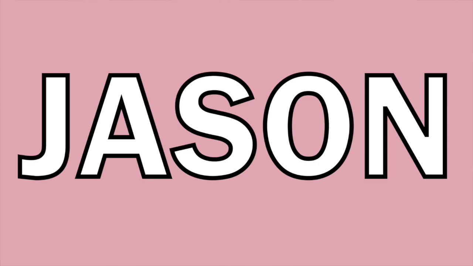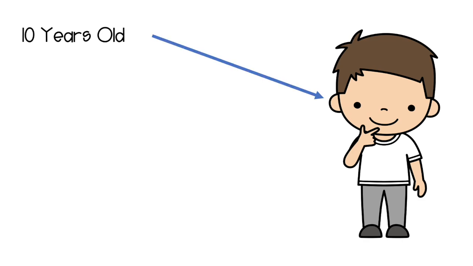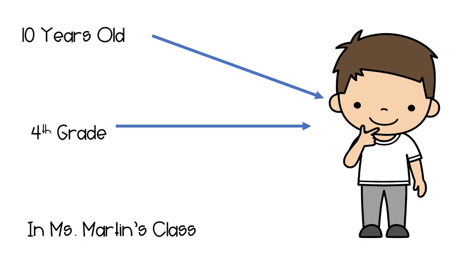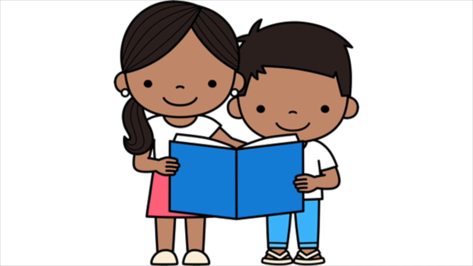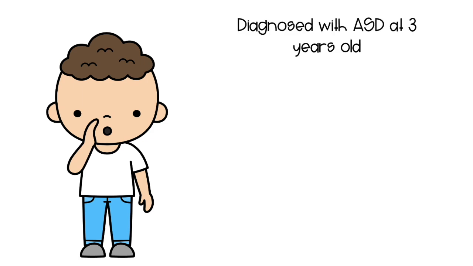So here he is. Our student that we're going to be writing an IEP for is named Jason. He's 10 years old. He's in the 4th grade. He's in my class, Miss Martin's class. He lives with his mom and his grandma. At the age of 3, he was diagnosed with autism spectrum disorder, and he tends to visually stim. He tends to have a little bit of scripting, but overall, he is definitely verbal. He's able to understand basic social cues, and he's able to have short conversations with peers and adults.